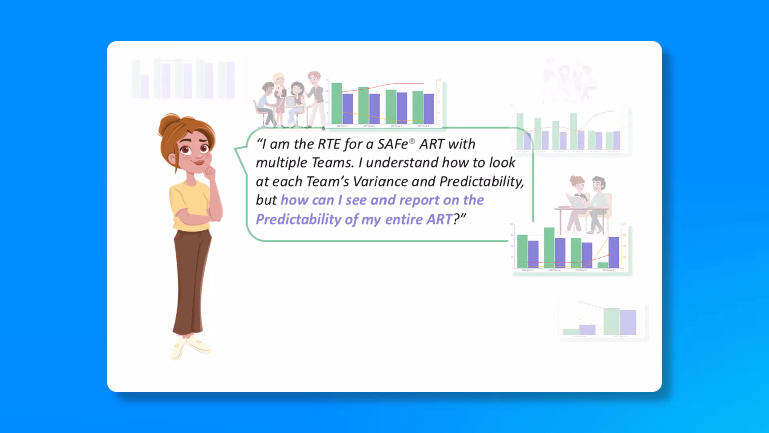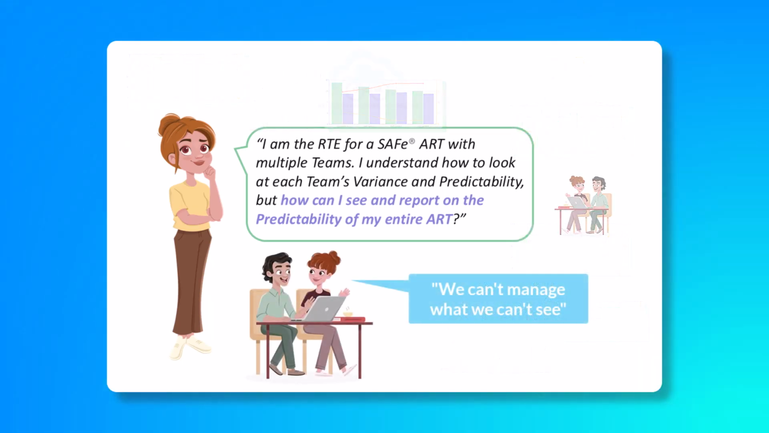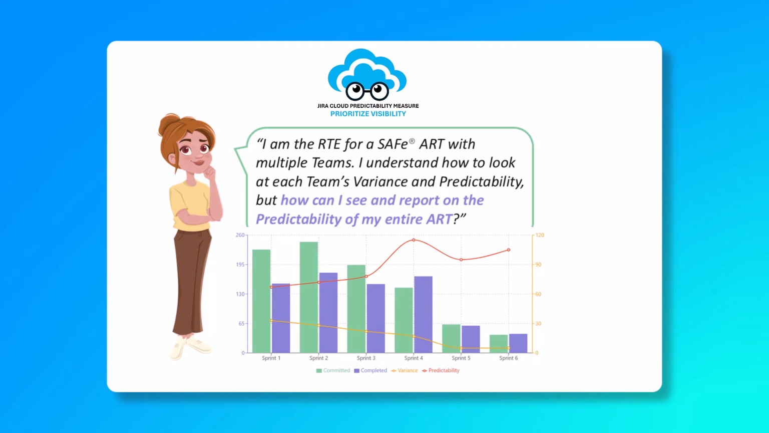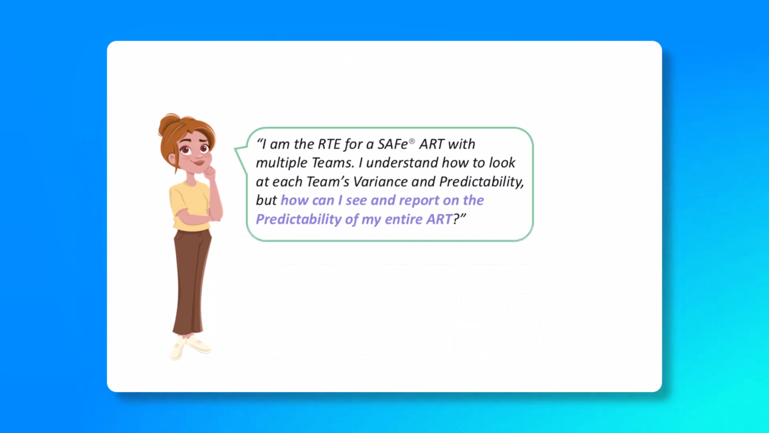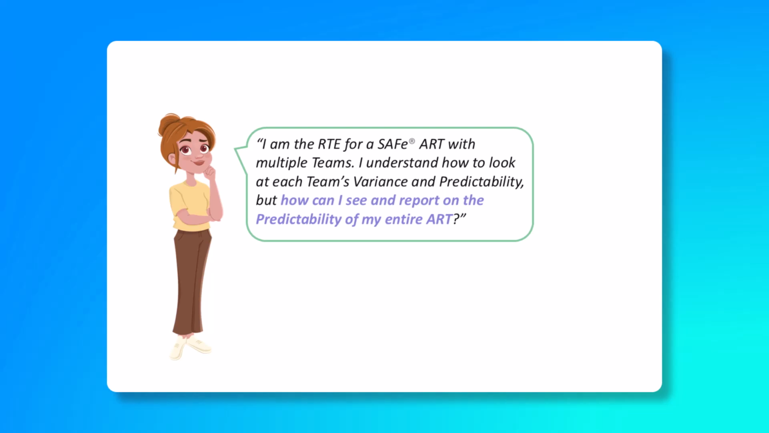So we know where each team is from a performance perspective, but leadership would also like to have visibility into the consolidated predictability across large groups of teams. This broader visibility allows us to assess the performance and predictability of entire programs or agile release trains. By consolidating data from multiple teams, we can identify patterns, trends, and potential areas for improvement across the organization.